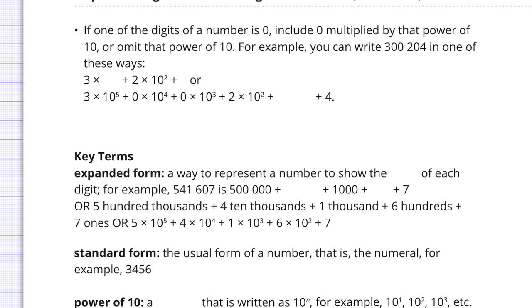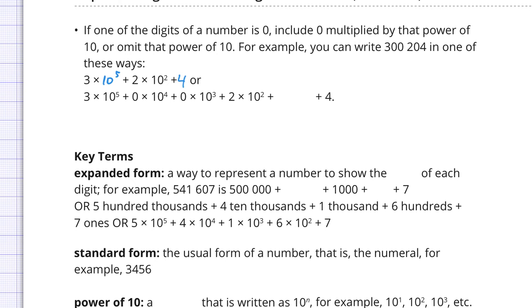We can have 3 times 10 to the power of 5, because I have 5 spots after the 3. So I've got 10 to the power of 5 there. I'm multiplying it by 100,000. Then I'm adding 2 times 10 to the power of 2, because here it's in the hundreds spot. So here I'm going 2 times 100, plus 4 in the 1 spot. Or we can include all of those things.